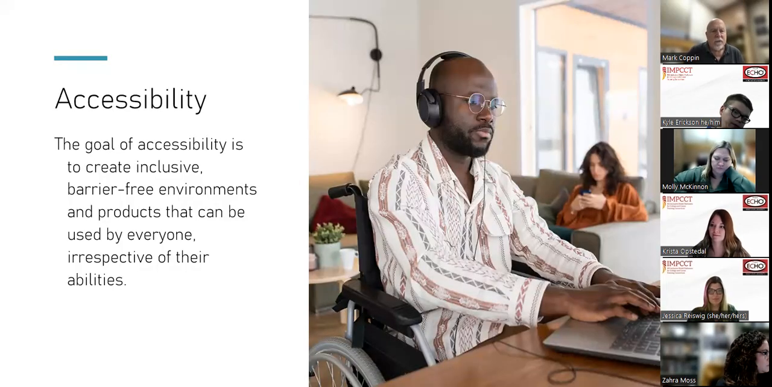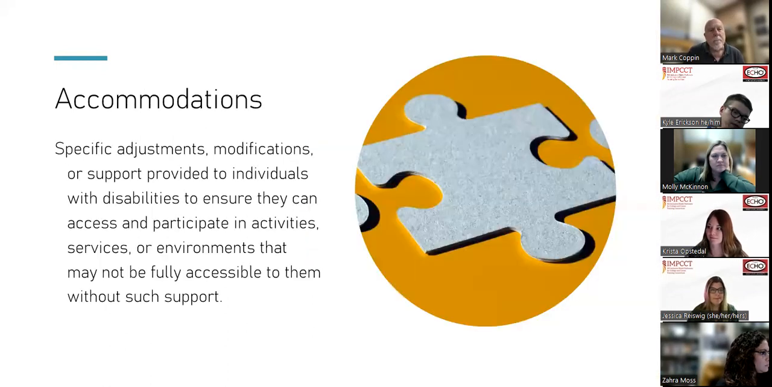And really the goal is to create that inclusive environment, irrespective of their abilities. If you're designing your curriculum to meet the students who are the hardest to make accommodations for or meet their needs in a classroom, you're going to make sure that you meet the needs of everybody in that classroom. Next slide.